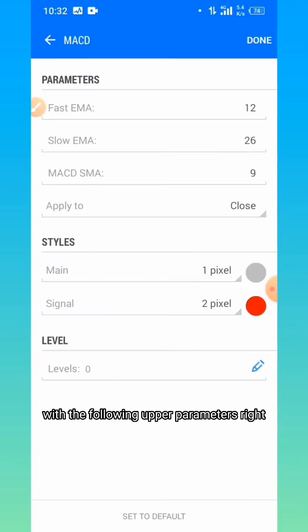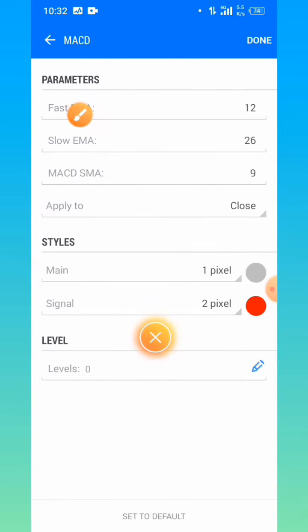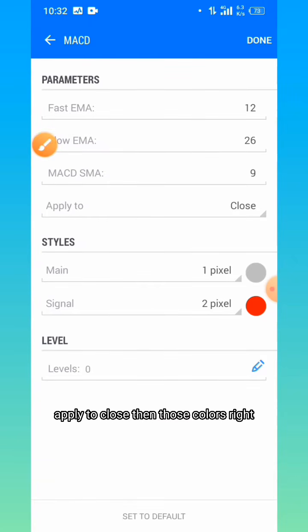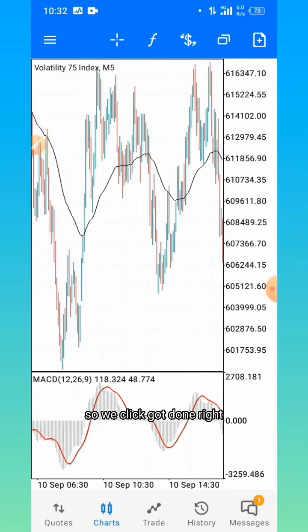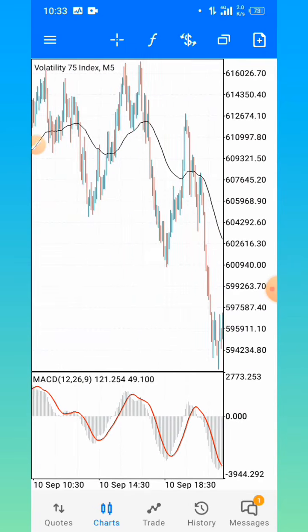So for the second indicator, which is the MACD indicator, we're going to add the MACD indicator with the following parameters: fast EMA 12, slow EMA 26, MACD SMA 9, apply to close, then those colors. So we click done. We've got two indicators right there.